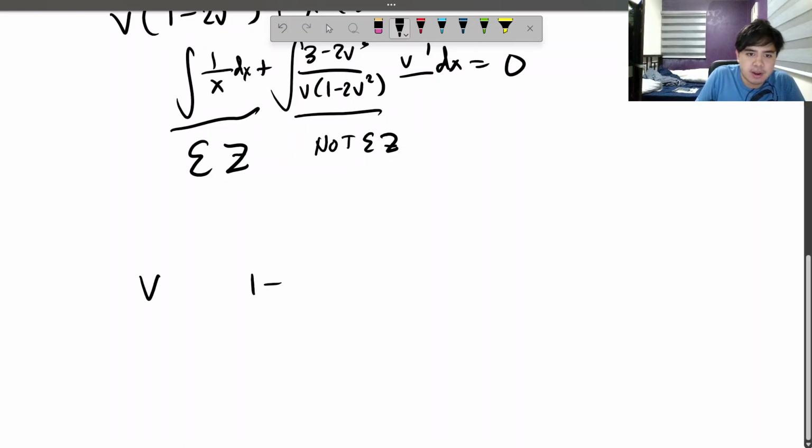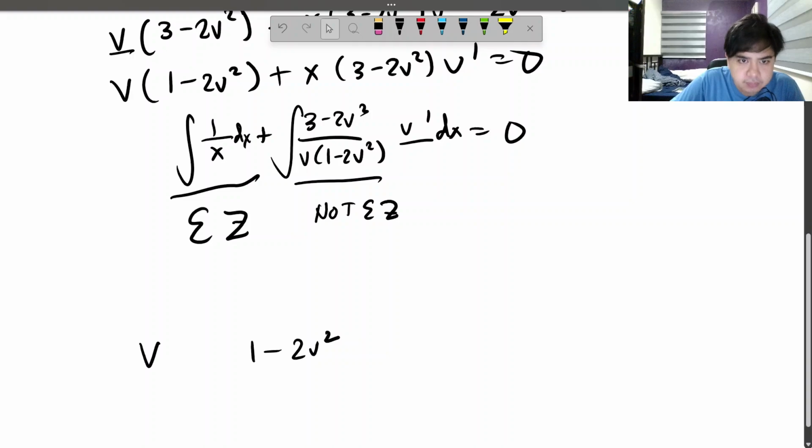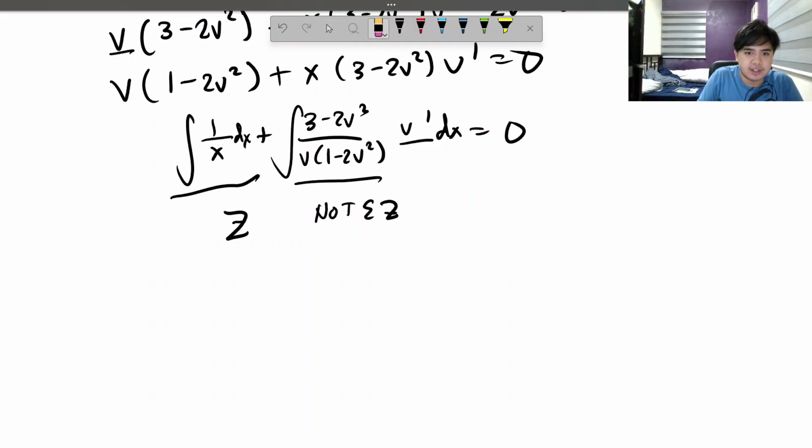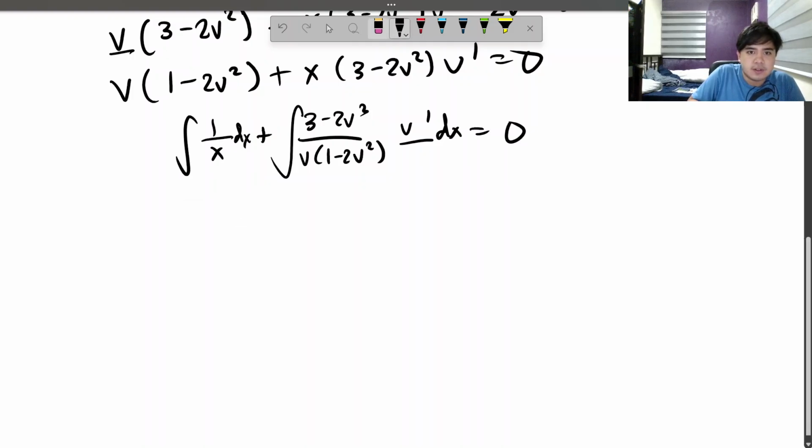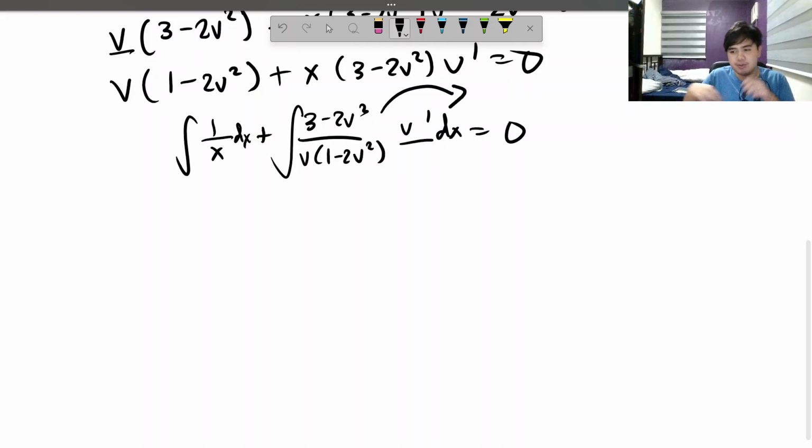V and 1 minus 2v squared. Actually, let's rearrange things so it's easier. This is really bugging me. Like 1 minus 2v squared, can it be 2v squared minus 1? Yes, if we move it to the other side. It would become negative, and then this would repel the negative and turn positive.